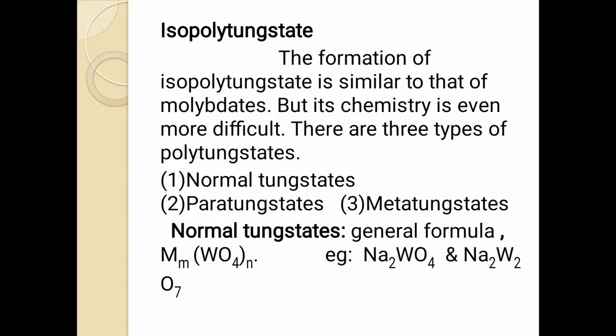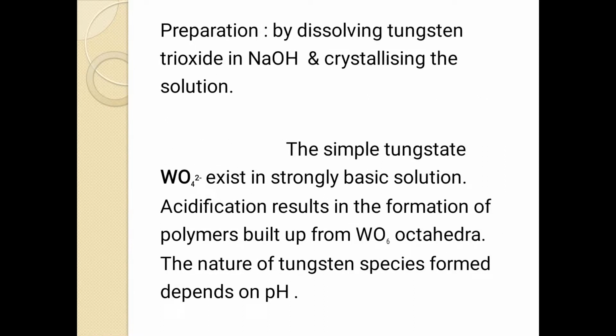Isopolytungstate. The formation of isopolytungstate is similar to that of molybdates, but its chemistry is even more difficult. The three types of polytungstates are normal tungstates, paratungstates and metatungstates. Normal tungstates have a general formula M_n WO4. Preparation is by dissolving tungsten trioxide in sodium hydroxide and crystallizing the solution. The simple tungstate WO4 2- exists in strongly basic solution.